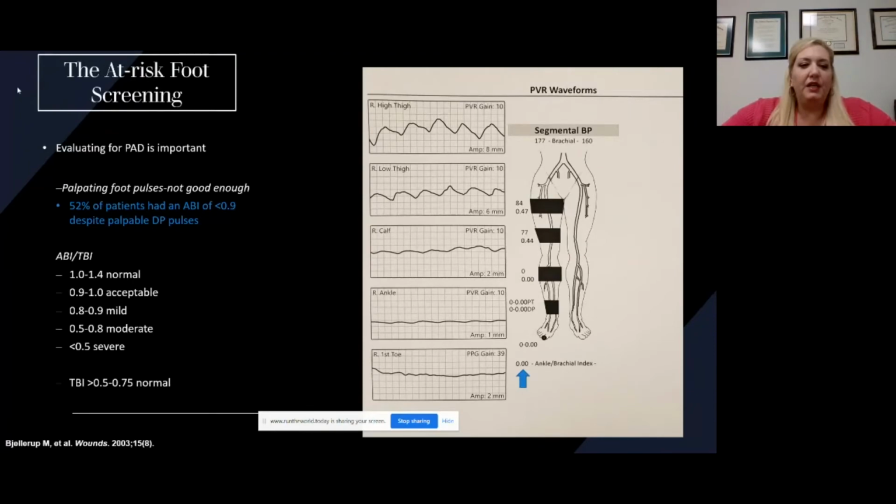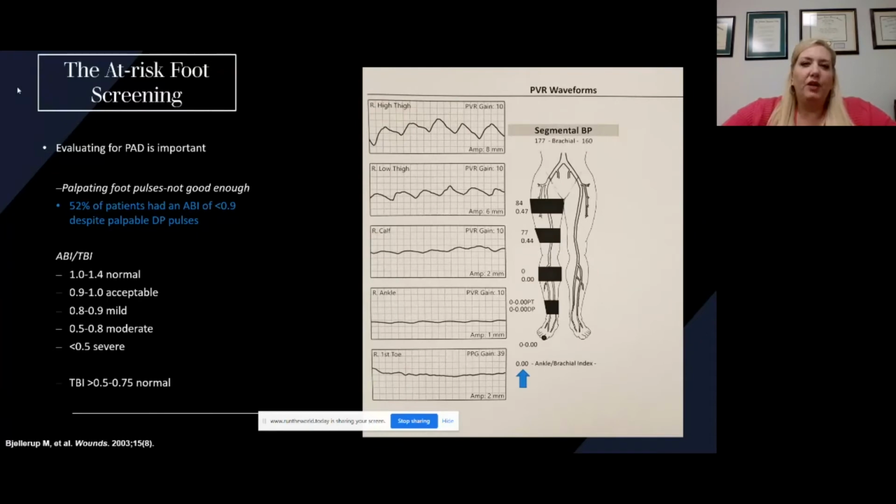Acceptable range is 0.9 to 1, mild peripheral arterial disease 0.8 to 0.9, moderate 0.5 to 0.8. And this is where I start to get vascular involved, at least for a second opinion, to see if there's any way we can optimize or increase blood flow. And then anything below 0.5 is severe, that's critical limb ischemia.